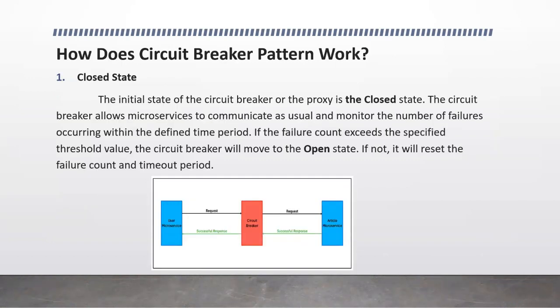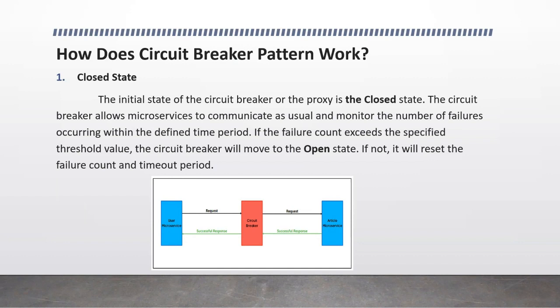So how does circuit breaker pattern work, right? Here the states, like the closed state. The initial state of the circuit breaker or the proxy is the closed state. The circuit breaker allows microservices to communicate as usual and monitors the number of failures occurring within the defined time period. If the failure count exceeds the specified threshold value, the circuit breaker will move to the open state. If not, it will reset the failure count and timeout period.